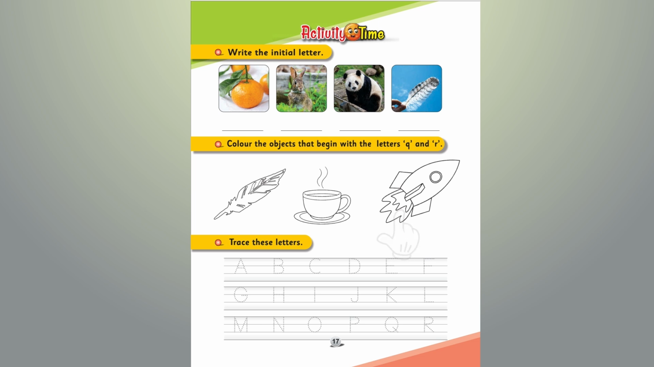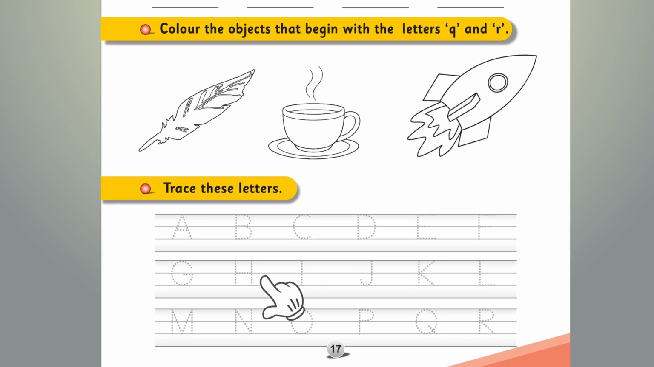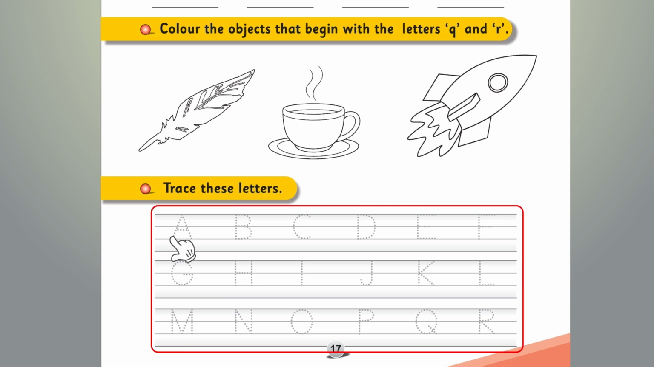Very nice. Now move towards the next question, which is trace these letters. As we can see, these are the capital letters. So start tracing with the first letter, which is A. Very nice. Now trace B. Very good. C. Nice. D. Super. E. F. G.